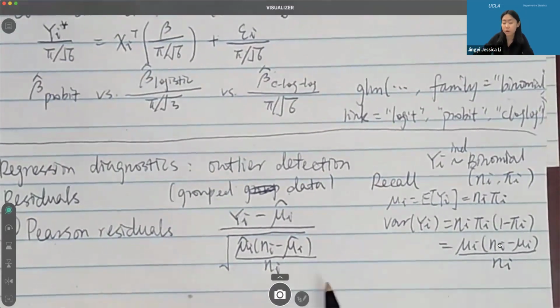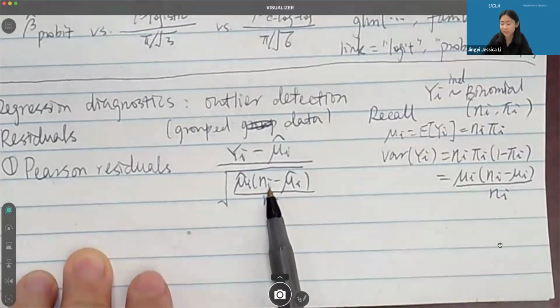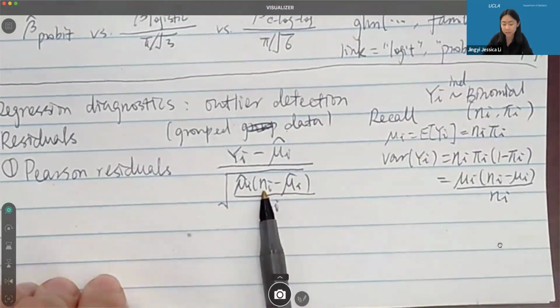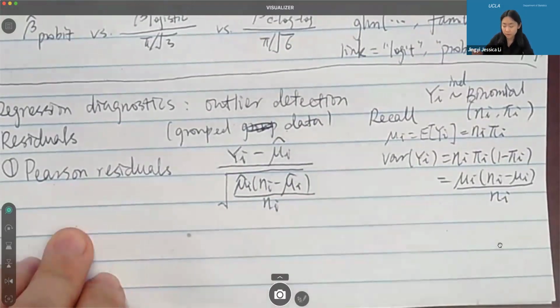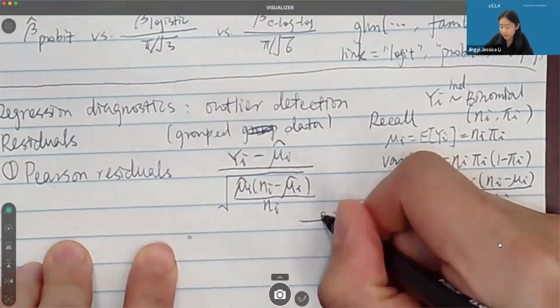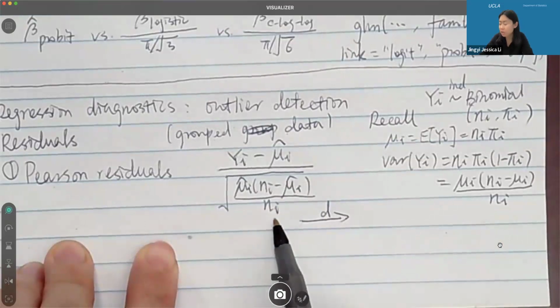Assuming the plug-in has good accuracy, asymptotically we can have this thing as n goes to infinity, so all the ni's go to infinity.